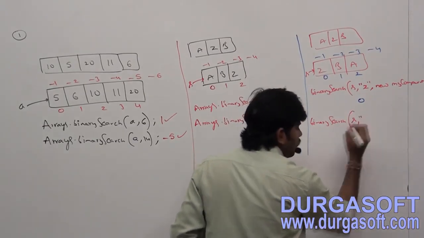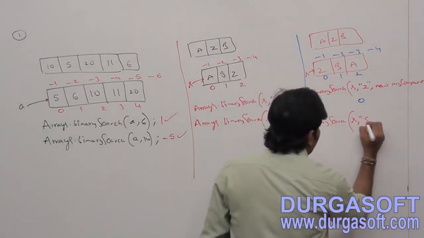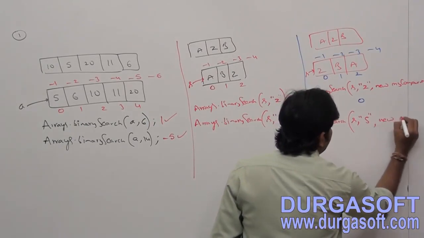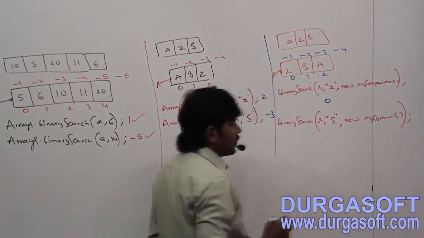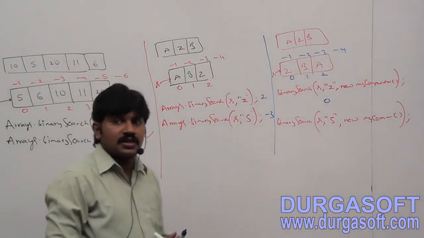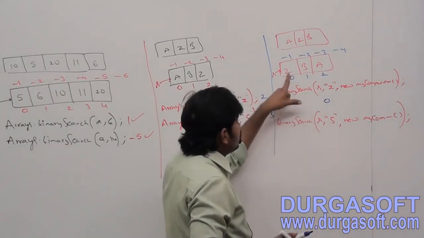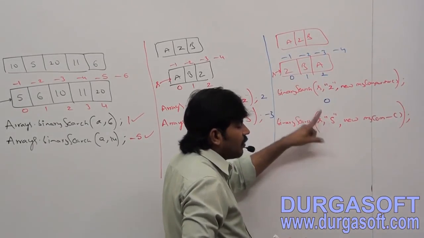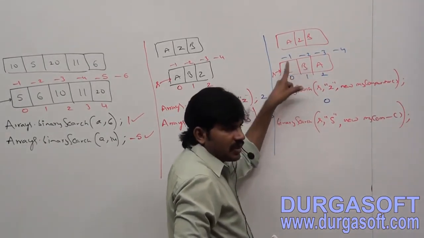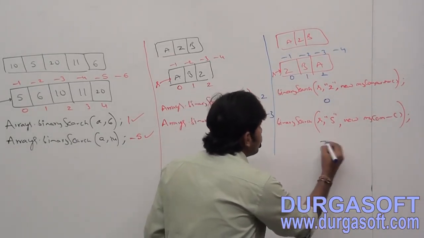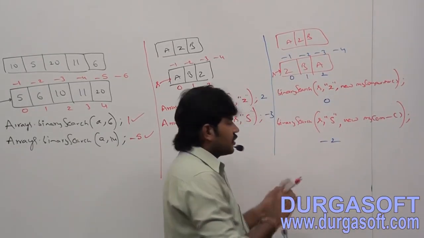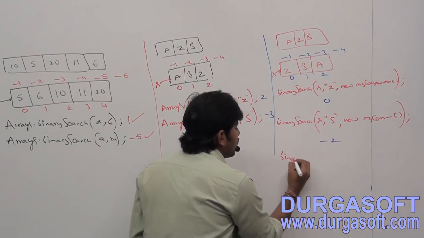Next, binary search of S, what is the second element we are searching? Capital S comma new MyComparator. Can you tell where we are searching for capital S? Where will capital S come? After Z, correct or not? In reverse order it will come after Z. That's why the answer is -2.